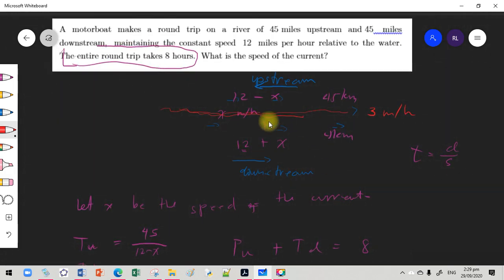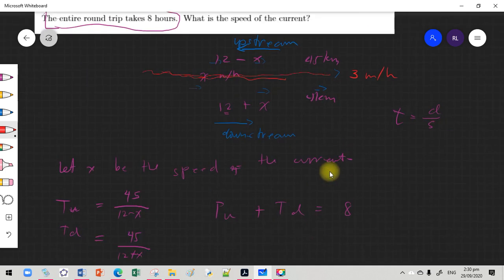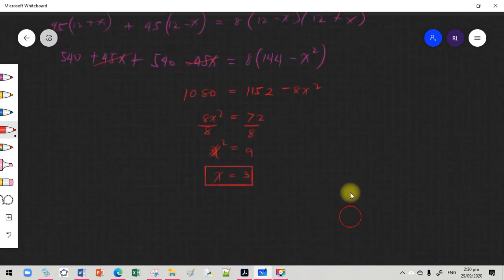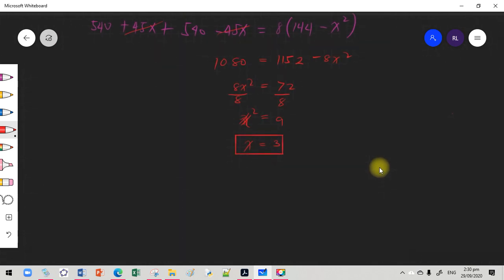So the idea is understanding the concept that the speed of the current is added to the object's speed when going downstream, and the speed of the current is subtracted from the object's speed when the object is going upstream. Then you'll go from there. Then we'll have our next. Of course, we have to rewrite your final answer.